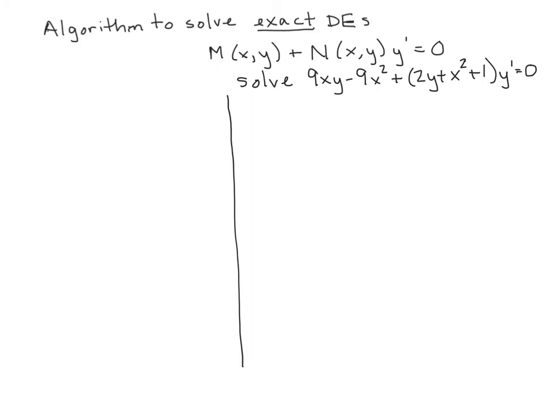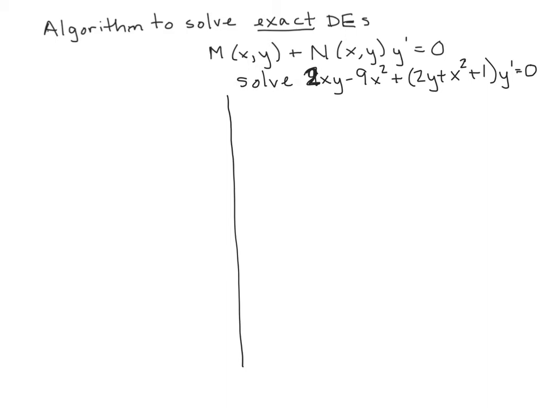And let's solve 9xy minus 9x squared. Okay, sorry for the little glitch here. I'm going to try again. I actually wanted it to be 2xy minus 9x squared plus 2y plus x squared plus 1, and all of that multiplied by y prime equals 0. So notice its form. Right now everything is on one side and we've got 0 on the other. And then we've got this function right here, that would be M, and then we've got this other function in parentheses right here, that would be N. It's multiplied by y prime.